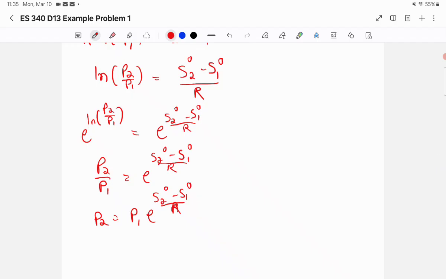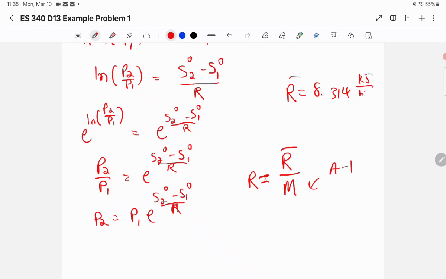And there's two ways that you can go about getting that. In this case, I'm going to use this one just so that we can remind ourselves: R is R bar over M, capital M, where M is on table A1. I can find M for air, right? And R bar, of course, is the classic value that you know, 8.314 kilojoules per kilogram Kelvin.